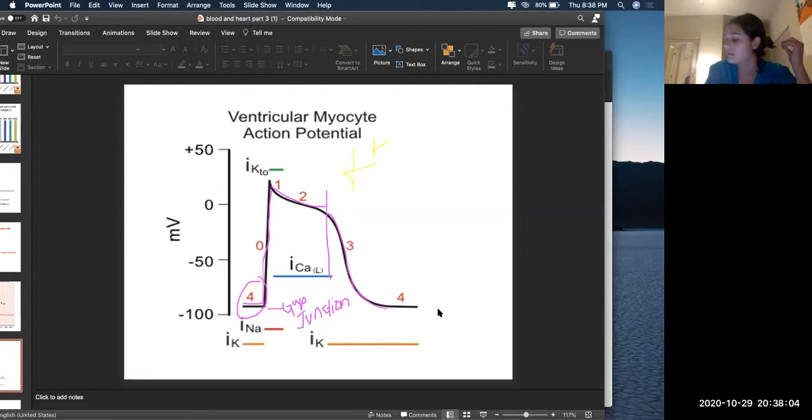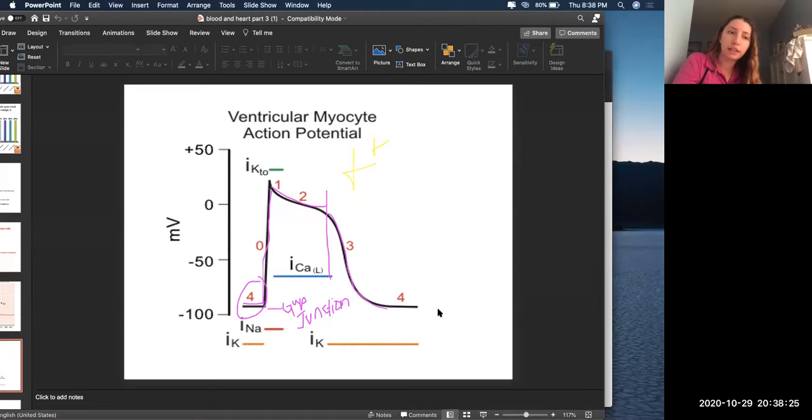I had a quick question. Yeah. Okay, so at phase 4, when you have the hyperpolarization and the funny current opens, I wrote here that it waits for the signal from nodal cells to cause the depolarization. Where do the contractile cells come into play there?